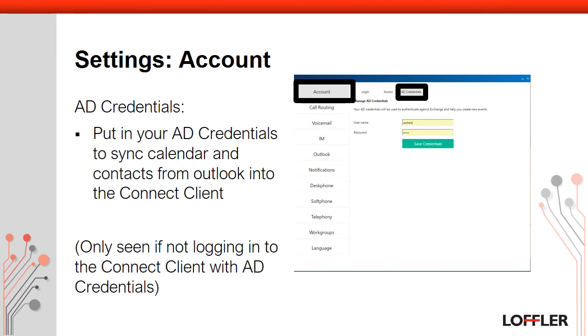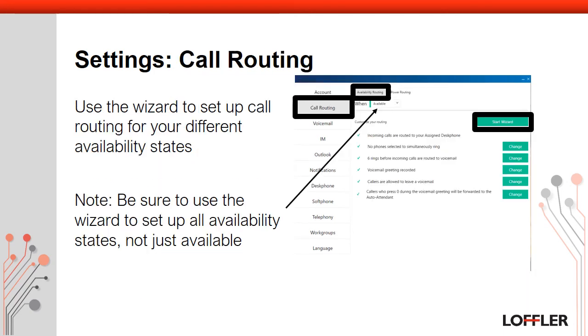If you are not currently using the AD credentials to log in, you have the option to add them here in the Account AD Credentials tab. This will allow your Outlook calendar and contacts to sync with the Connect client. The Call Routing Availability Routing tab is where you can change the call flow for your different availability states. Run the wizard to go through all of the routing steps, or click Change to change a single option. Be sure to set up all availability states, not just available.